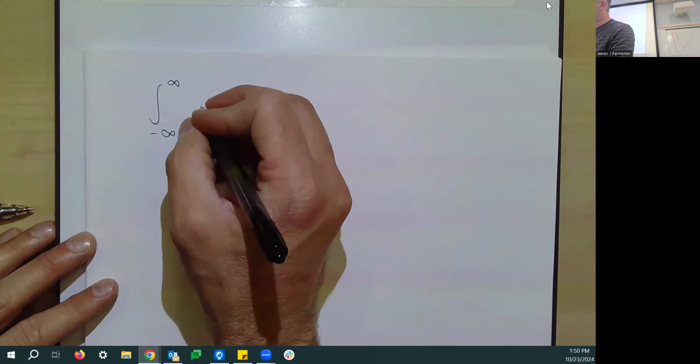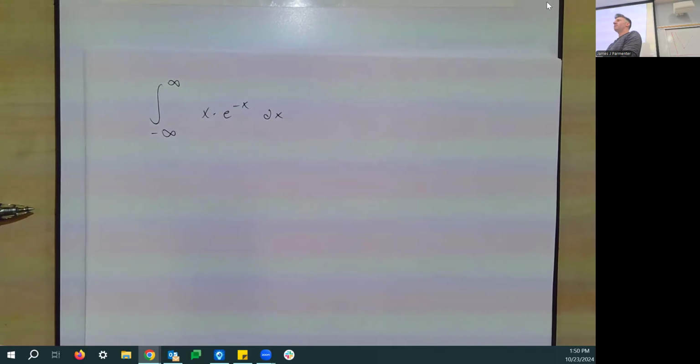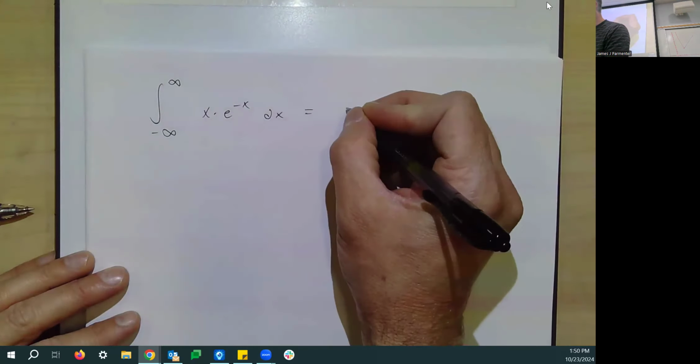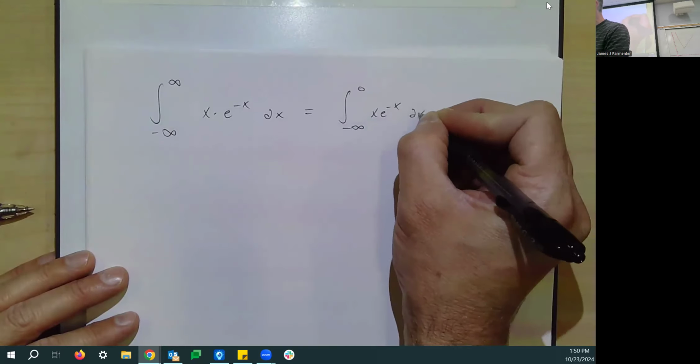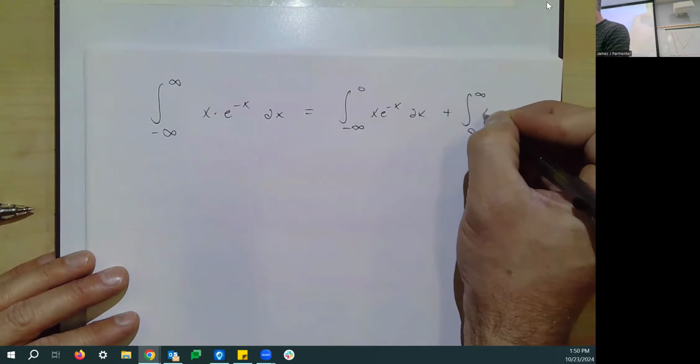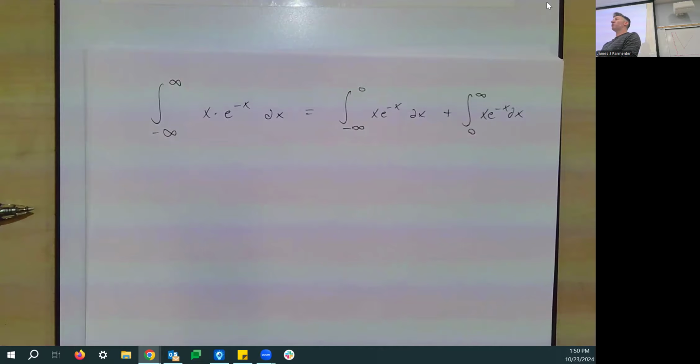So what if we had something more like the integral from negative infinity to infinity of x times e to the negative x dx? So this is one that we should break up as well. Again, anything where you have both limits of integration being infinities, you have to break it up. Still going to break it up at 0. So from negative infinity to 0 of x e to the negative x plus the integral from 0 to infinity of x e to the negative x. And then we actually have to do each integral.